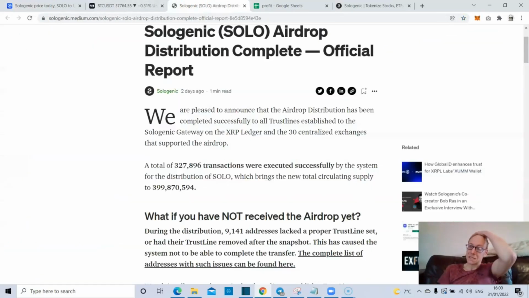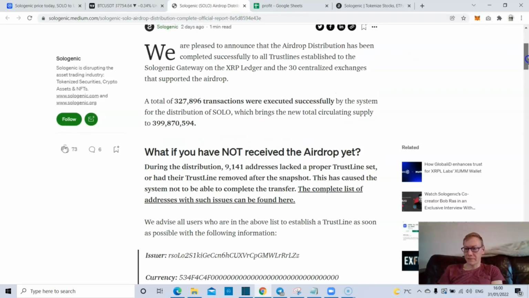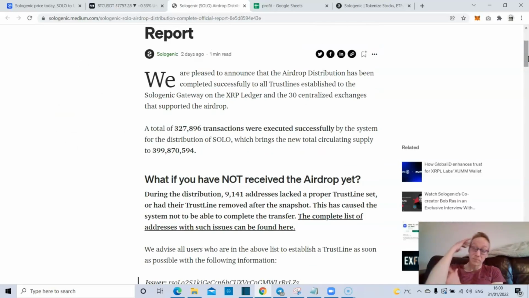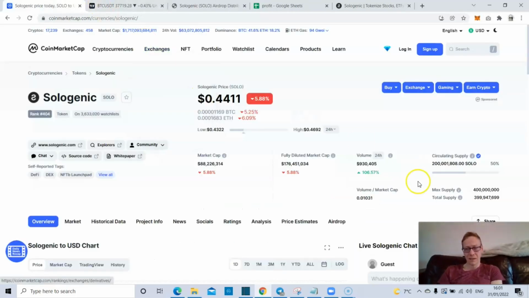Sologenic, right? This was a massive airdrop, one of the biggest we've seen, really, in terms of the amount of general money that entered the market. Not quite on Uniswap's level, and it certainly won't be anywhere close to what Pulse Chain are doing. There were 327,896 transactions that were executed. That took around 108 hours. It's also brought up the new circulating supply to 399 million. So really, CoinMarketCap got to sort themselves out.